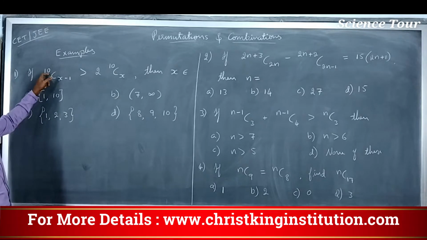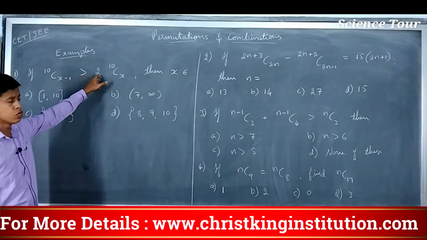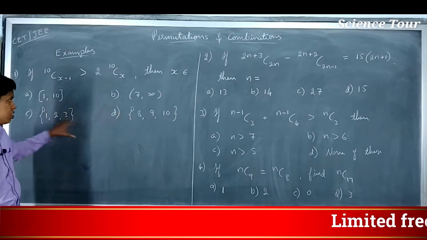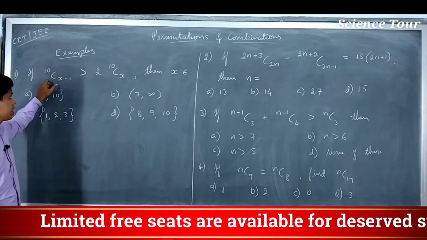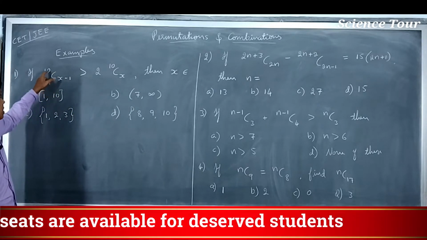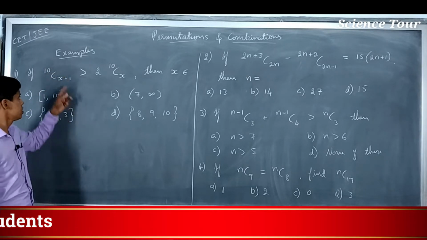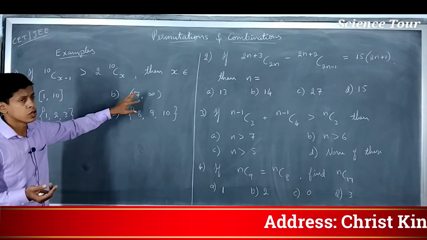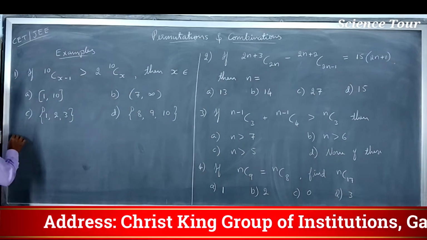If 10C(x minus 1) is greater than 2 into 10Cx, then x belongs to which of the following sets? Let's begin with the nCr formula, and then we can reduce it to get the required set to which this x belongs.